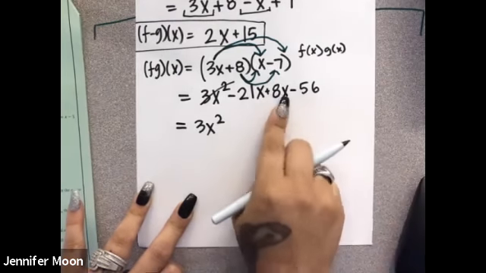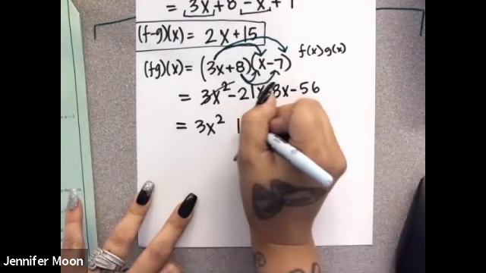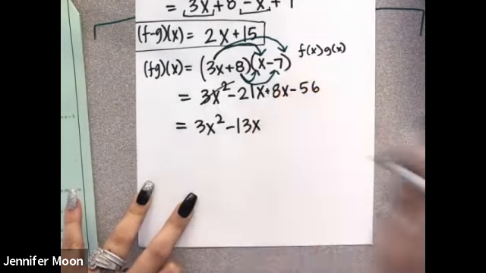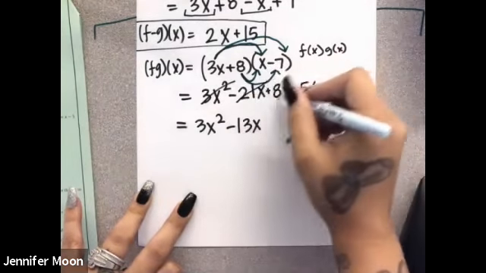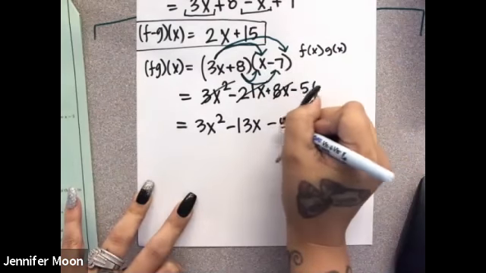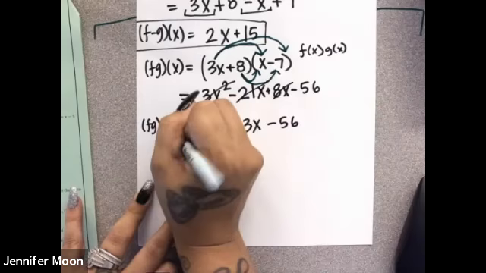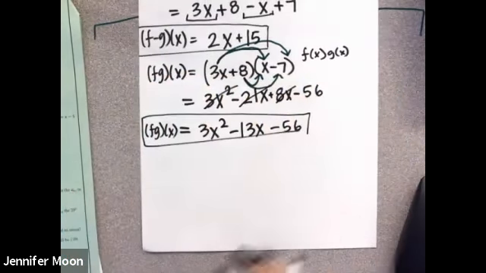So what I do is I look at the numbers. 21 and 8, those signs are different. So I subtract, keep the sign of the larger, keep my variable, keep my exponent. What I have left is a negative 56. So that is the product whenever I multiply those two functions together. Oop, almost crossed out my answer. That is the correct answer.